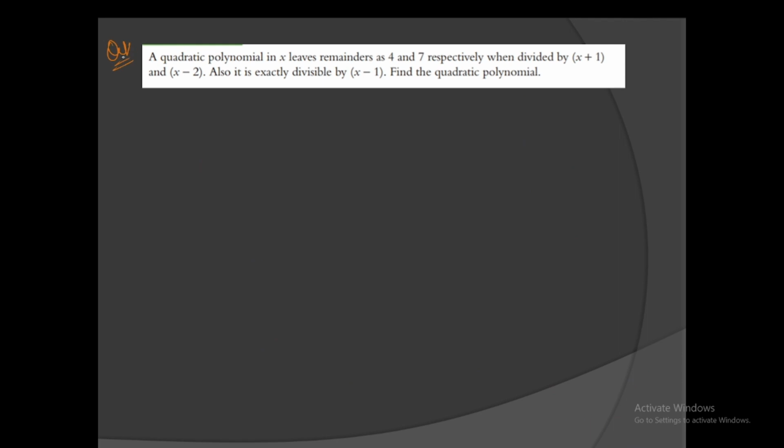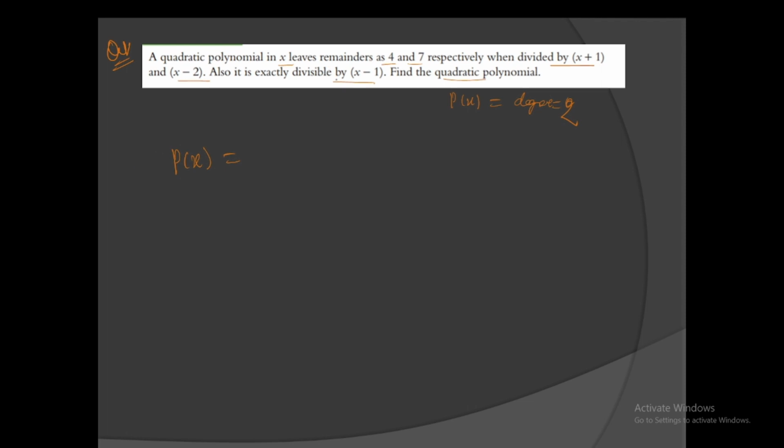So here we have the next question. It says a quadratic polynomial in x gives the remainder as 4 and 7 respectively when divided by x plus 1 and x minus 2. Also it is divisible by x minus 1. Find the quadratic polynomial. Since our p of x is quadratic, degree of polynomial equal to 2.